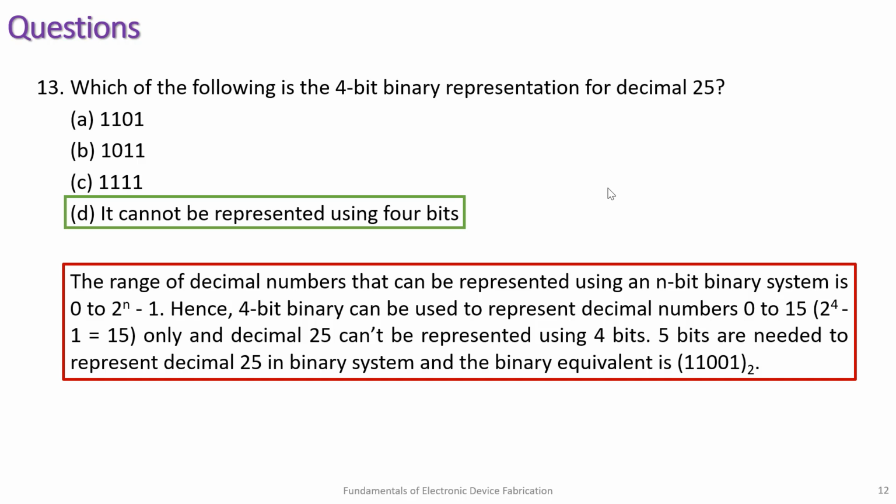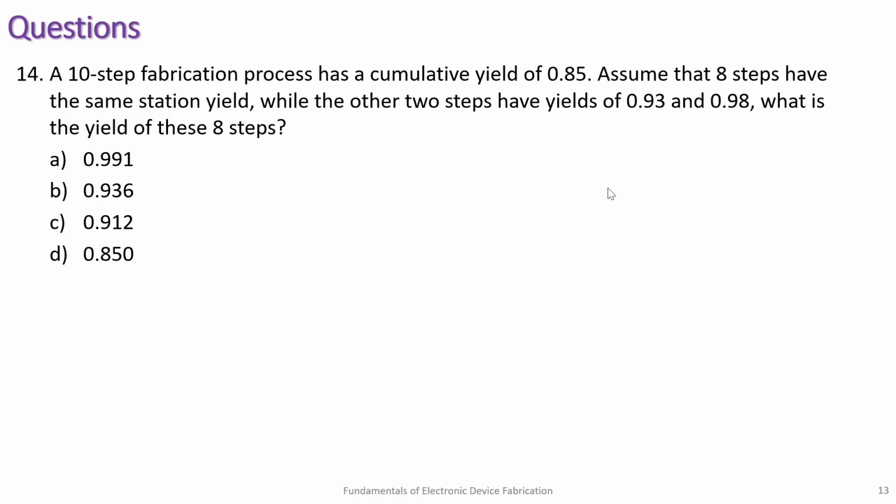Yeah. So we'll move to the next question. A 10-step fabrication process has a cumulative yield of 0.85. Assume that 8 steps have the same station yield, while the last 2 steps are 0.93 and 0.98. What is the yield of these 8 steps?